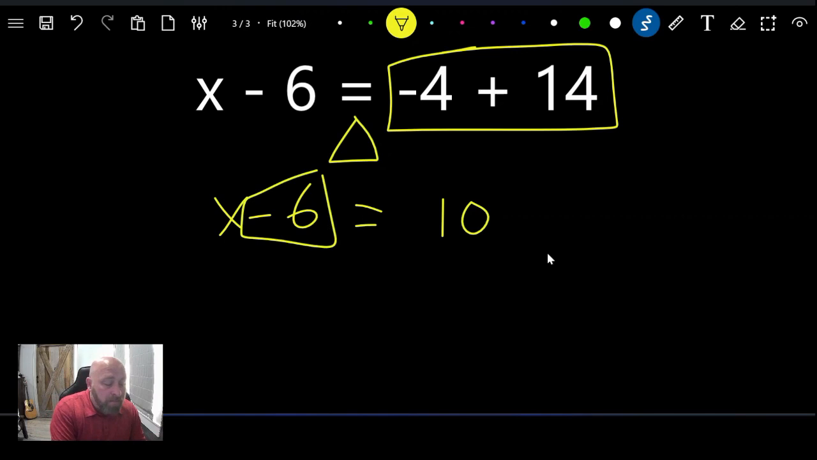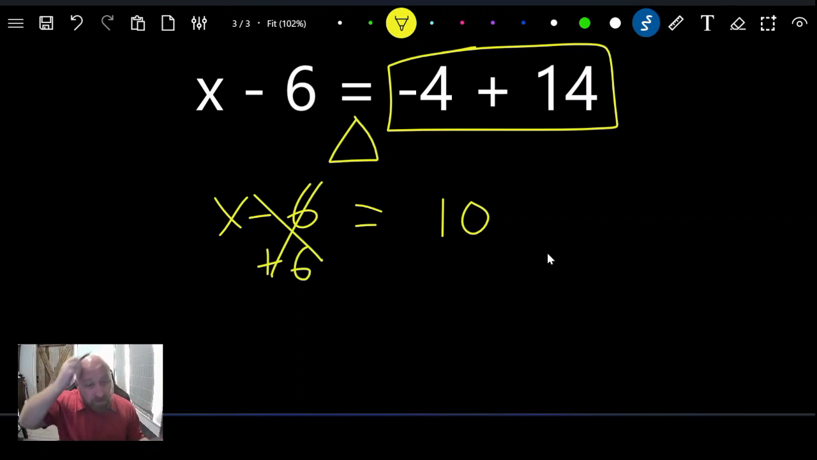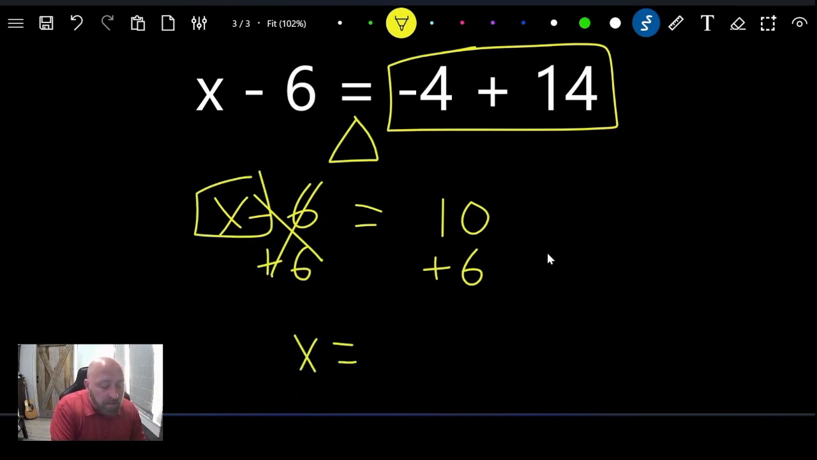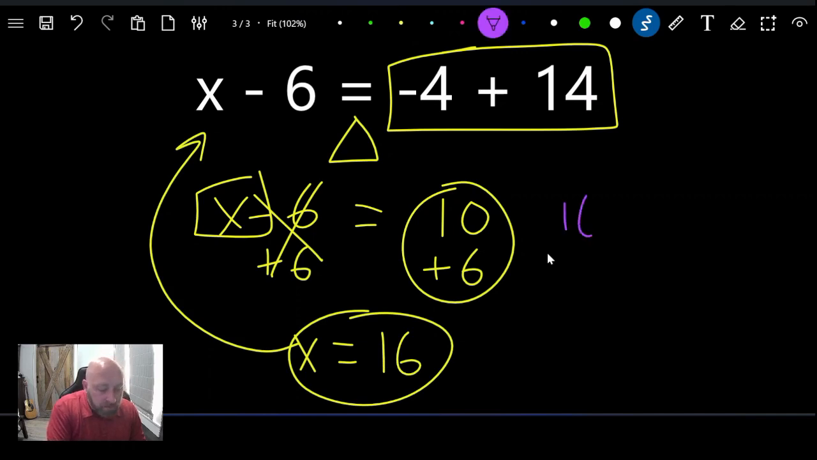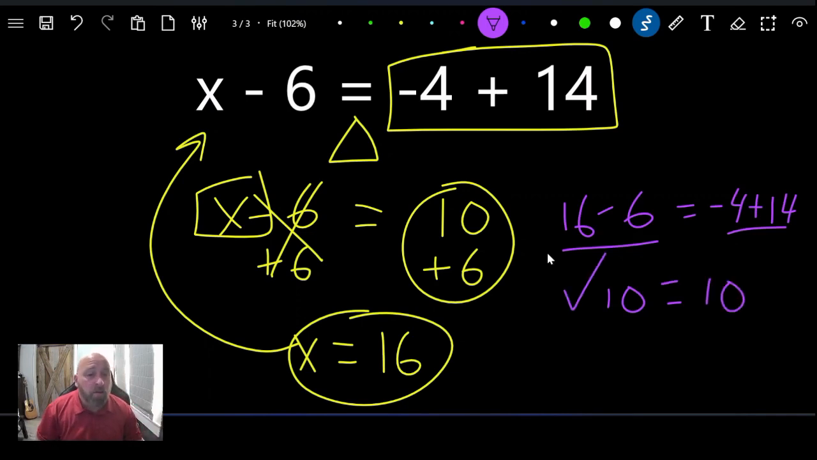Now, notice that we have a -6 over here. So if I have a -6, how do I get rid of -6? I have to add 6. That's going to cancel that side. But I can't just do that because now my equation is unbalanced. So I have to add 6 to the other side. And I end up with x equals 10 plus 6 is 16. If I take 16 and plug it in here, I end up with 16 minus 6 equals -4 plus 14. This gives me 10, and this gives me 10. So that checks out, and I know I have the right answer.